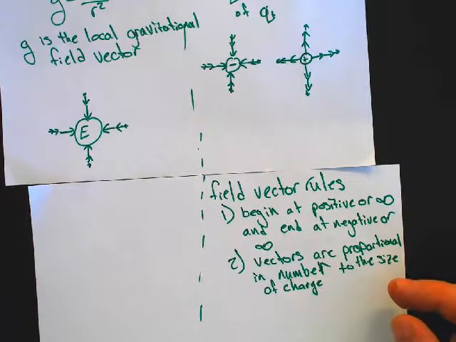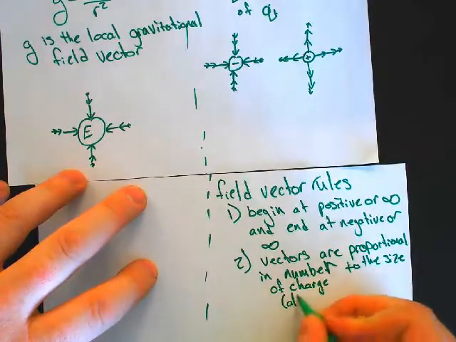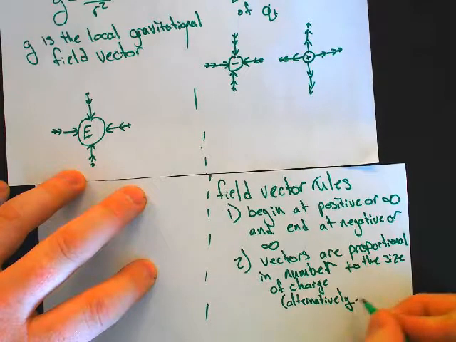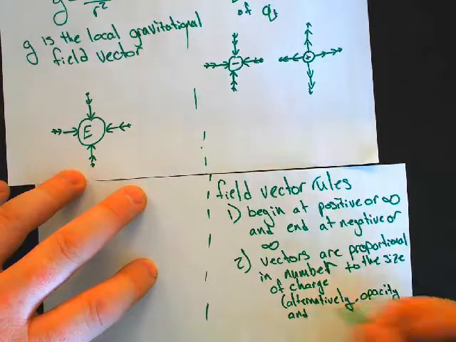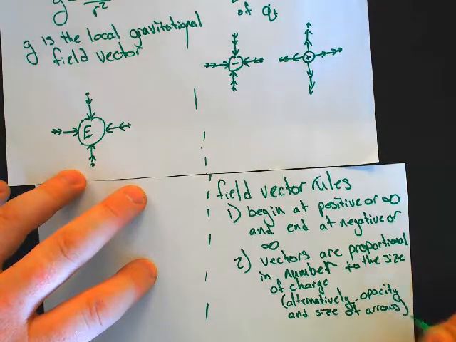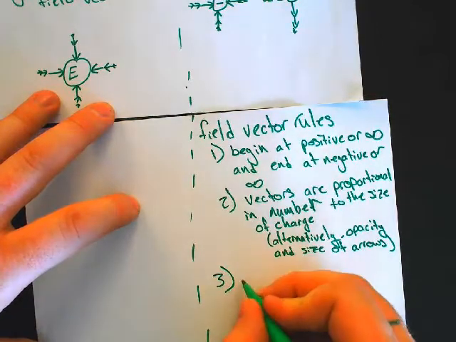They faded, yeah, absolutely. So size of arrows or the darkness of the coloring of the arrows is an alternative for this one. So alternatively, opacity and size of arrows. And rule number 3, vectors cannot cross.